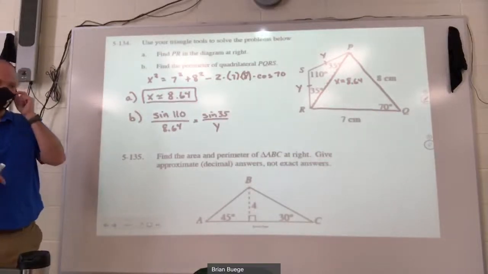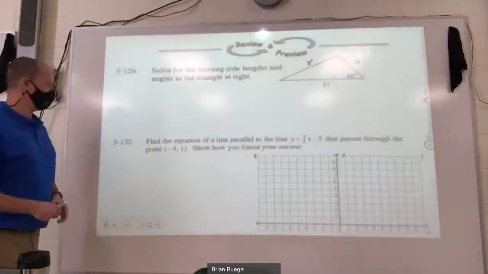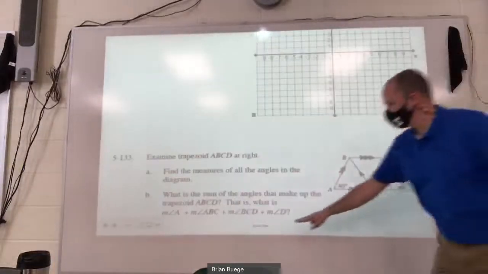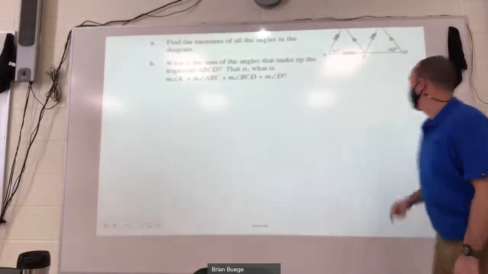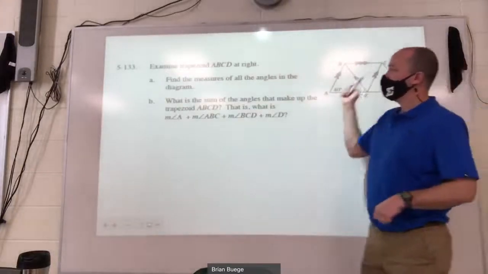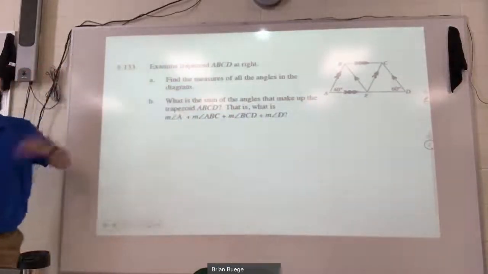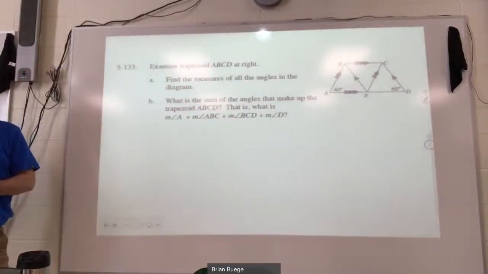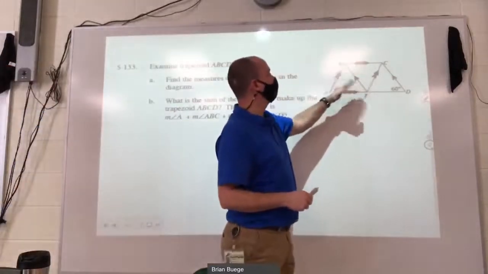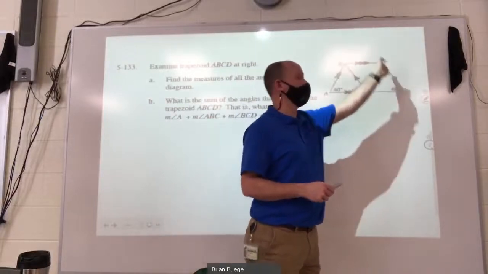133. Okay, let's take a look back at 133. If you take a look at problem 133, basically we're trying to find the angle measures. This is a trapezoid as the whole shape. And if you notice, you've got a whole bunch of parallel lines in this picture. Top and bottom are parallel. AB is parallel to CE. DE is parallel to CD.